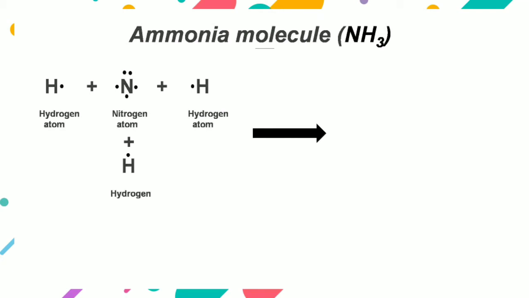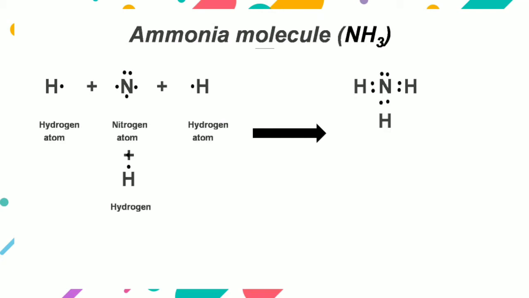Now nitrogen's atomic number is 7. It means its electronic configuration is 2, 5. So it requires 3 more electrons to complete its octet. So nitrogen shares 3 electron pairs, one with each of the 3 atoms of hydrogen. And by doing so, nitrogen's octet will be completed and 3 hydrogens' duplet will be completed.